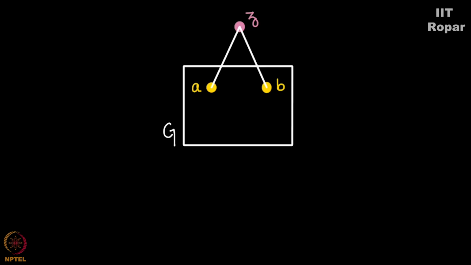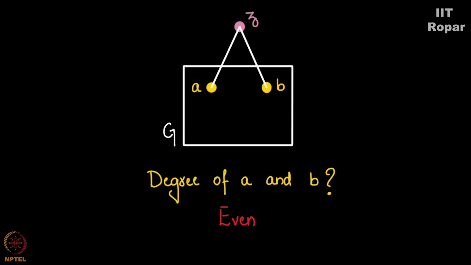Now, what does the degree of A and B happen to be? Since both of them are connected to Z, we have added a new edge. It was earlier odd, and plus 1 becomes even. So the degrees of A, B and Z, all three of them, are even. Now I start from Z, I reach A, I go to the next vertex, let me say X, and so on, and I reach B. And then I go to Z. Do you see that I have obtained an Eulerian circuit here?